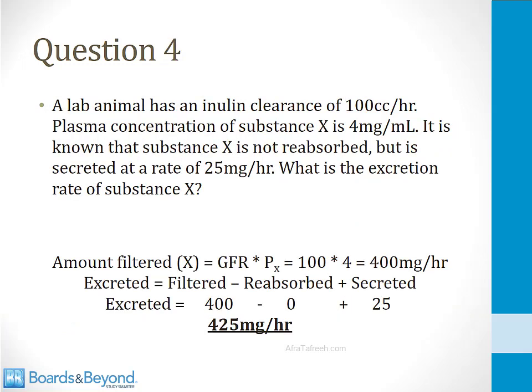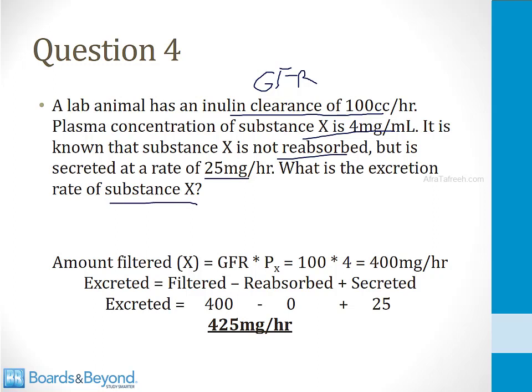Question 4, a lab animal has an inulin clearance of 100 cc's per hour. Right away you should recognize that they are telling us the GFR by giving us the inulin clearance. Plasma concentration of substance X is 4 milligrams per milliliter. It is known that substance X is not reabsorbed but is secreted at a rate of 25 milligrams per hour. What is the excretion rate of substance X?